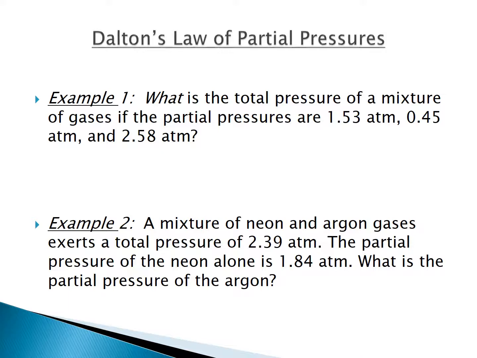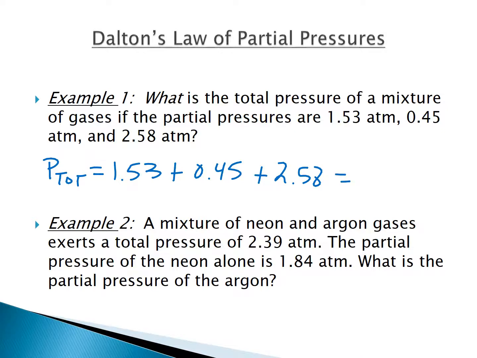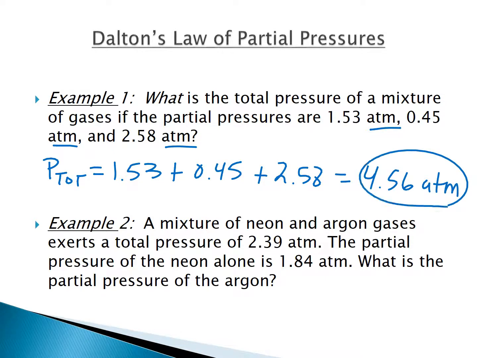So example 1 says, what is the total pressure of a mixture of gases if the partial pressures are 1.53, 0.45, and 2.58 atmospheres? All you got to do, kids, is add them together. So 1.53 plus 0.45 plus 2.58 equals 4.56. Now, for your units, you have to look at the units of pressure that are used in the problem. Atmospheres. So your pressure is in atmospheres.